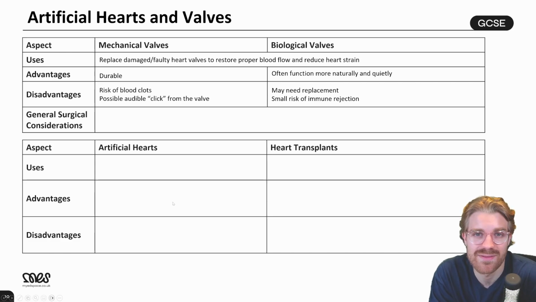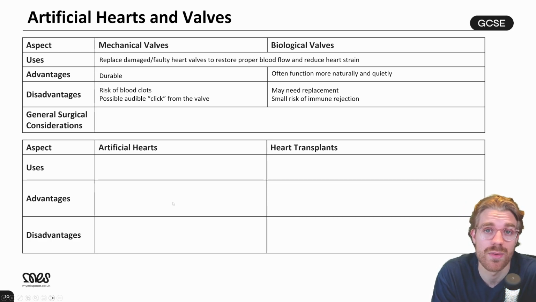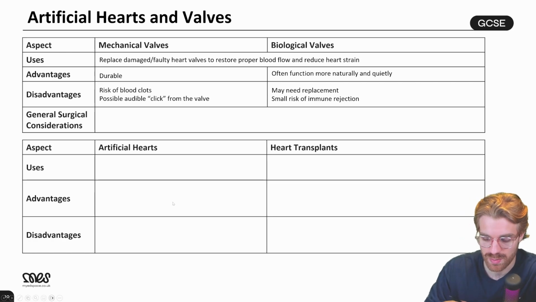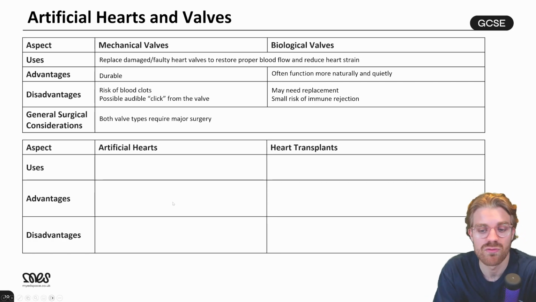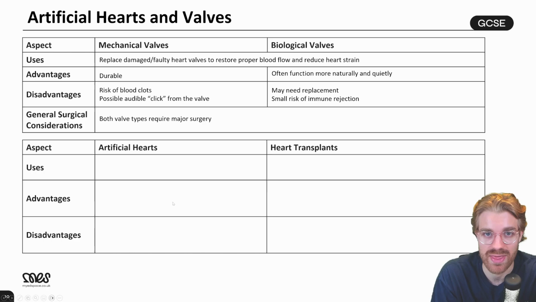So the patient might have to take immunosuppressant drugs in order to stop that immune rejection. And if they're taking immunosuppressant drugs, that is then going to reduce the action of their immune system, potentially leaving them more vulnerable to other diseases. We've also got some general surgical considerations about both of these valve replacements. Both of them require major surgery as well, and there is a big risk associated with that.